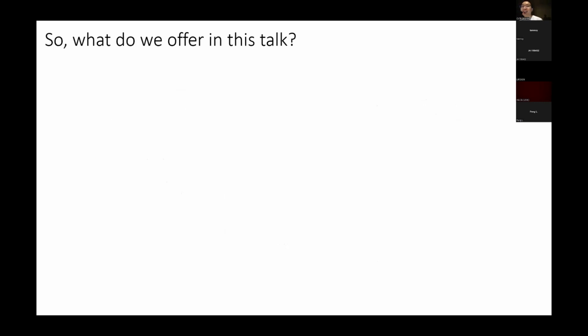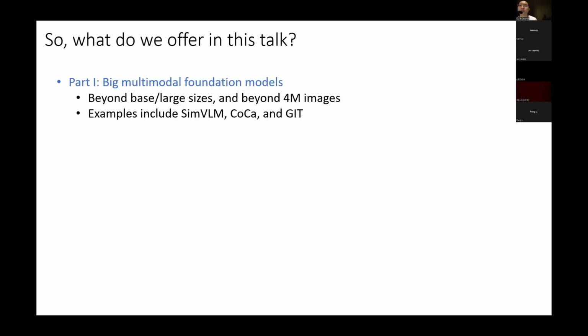So this is good. So what are we going to offer in this talk then? First, in the first part, I'm going to talk about big multimodal foundation models beyond the base and large model size, and also beyond the 4 million images setting. Examples include SimVLM, CoCa, and the GIT model. But I'm going to talk a little bit more in detail about the GIT model and the capabilities that have been shown by simply doing large-scale pre-training.